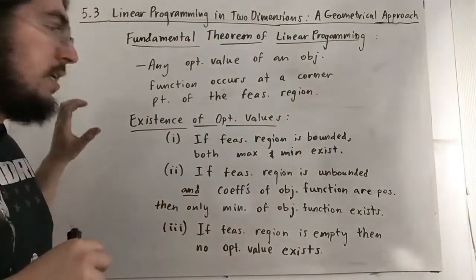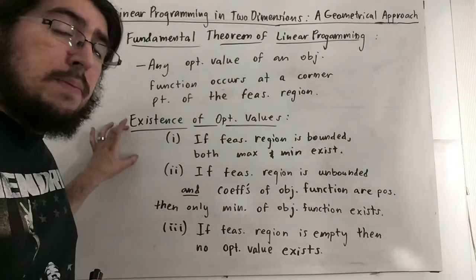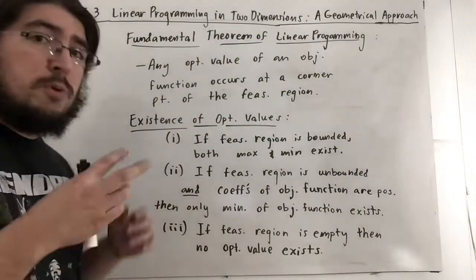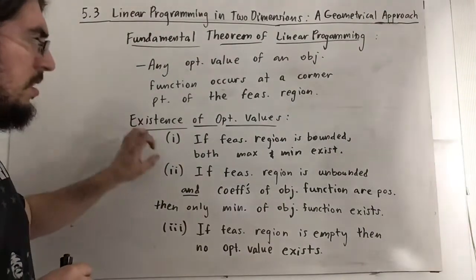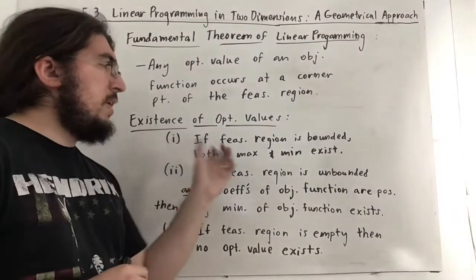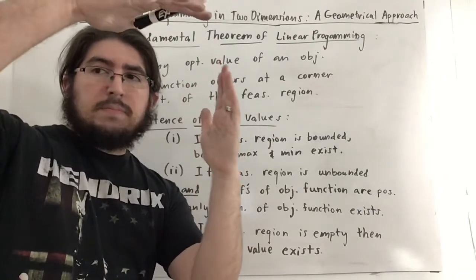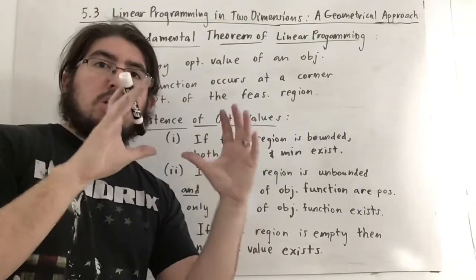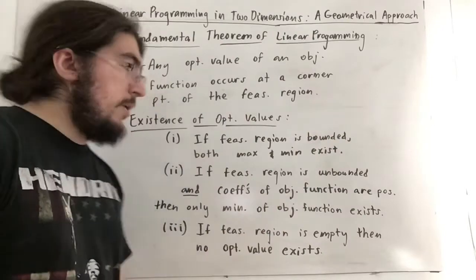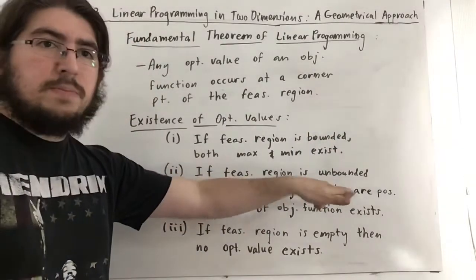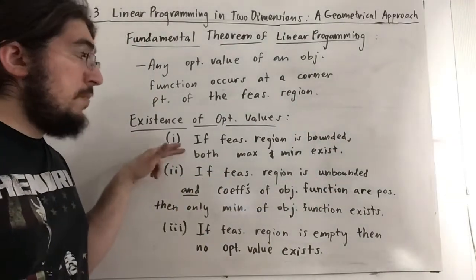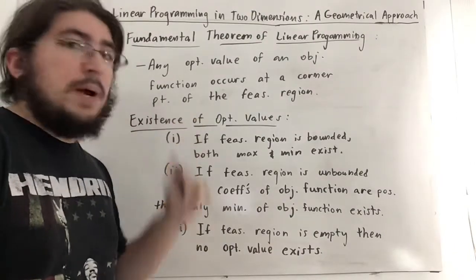Now, here's what I want to say about the existence of optimal values. There are 3 parts here, so let's read. The first part reads, if the feasible region is bounded, remember what that means: our region is actually contained between lines, so it's a closed region. It doesn't go off to infinity or anything like that, unlike unbounded, but we'll get to that. Then both max and min exist, again, if it's bounded.